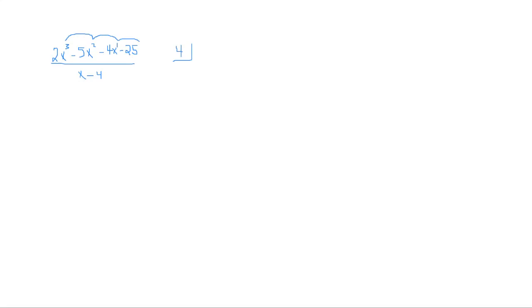And that's going to give me 2, negative 5, negative 4, and negative 25. And then I go and I draw a line here, put some space between the numbers so you can work. And we always start off by taking this first coefficient, which in this case is 2, and we drop it down. Once we drop the 2 down, that starts the process.